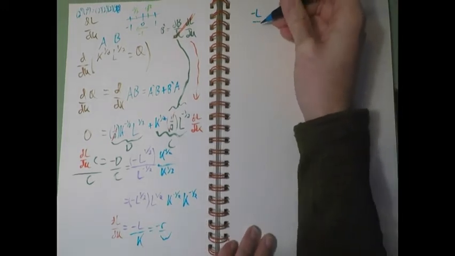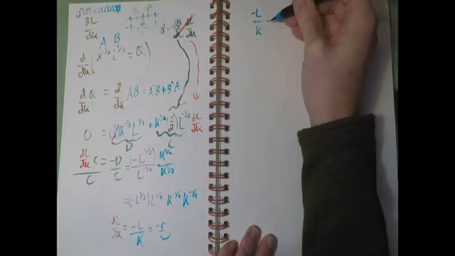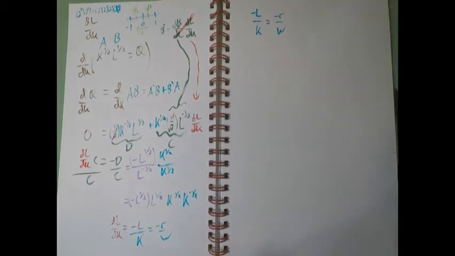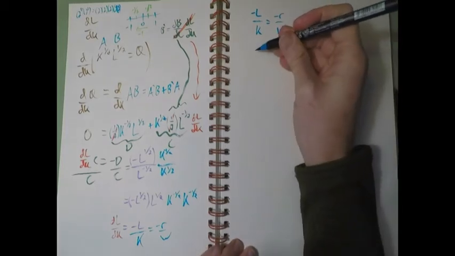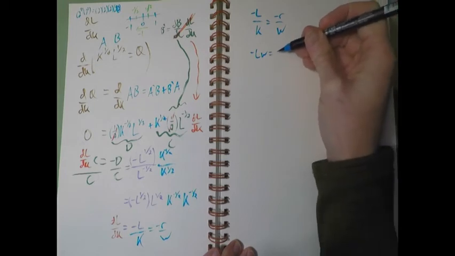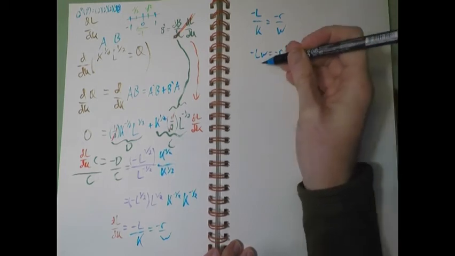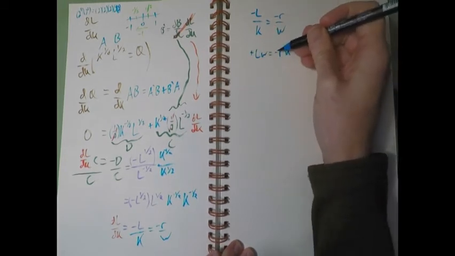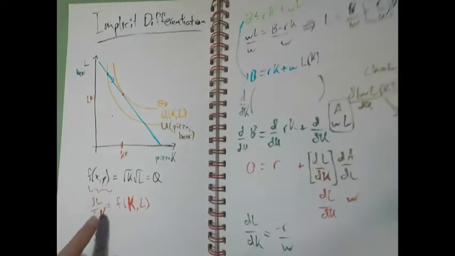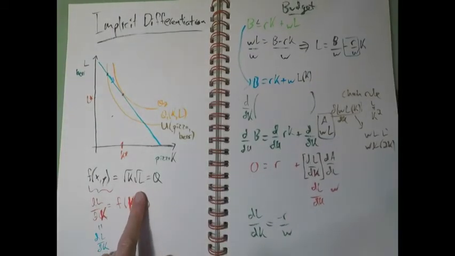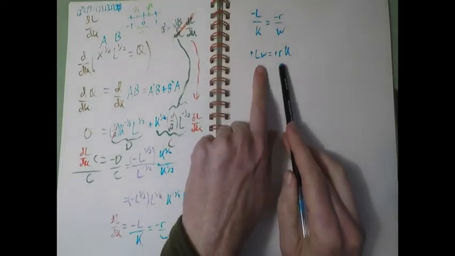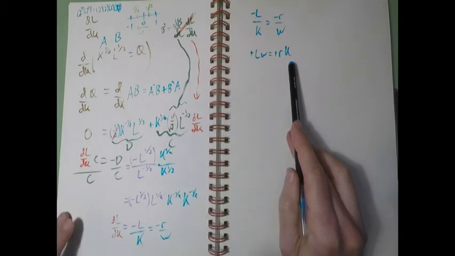So minus L over K equals minus R over W. And I guess we could say minus L times W equals minus R times K. We can get rid of those negative signs. So this is just saying under this setup, under this particular isoquant, we want to be spending equal amounts of money on both in equilibrium.